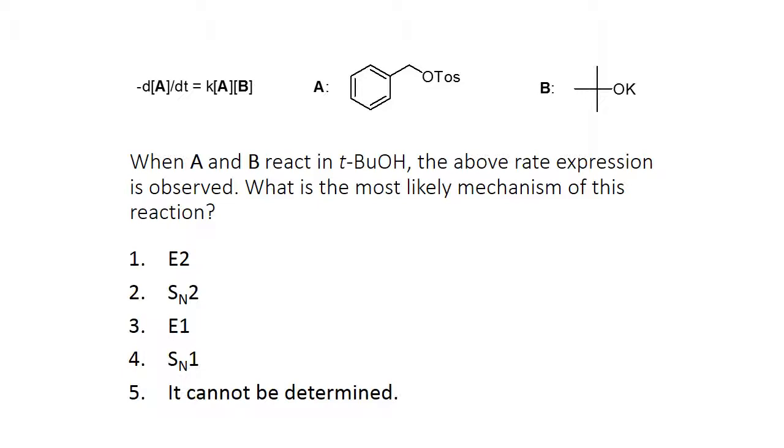Okay, with the information given to you right here, what type of reaction occurs? Well, first thing, I look at this rate equation and I see there's 2 things in it. So automatically I can eliminate E1 and SN1. It's going to be E2 or SN2. I then look at A and I see it's primary, and B and I see that it is a bulky base. And when I see bulky base, even with primary, I think E2.